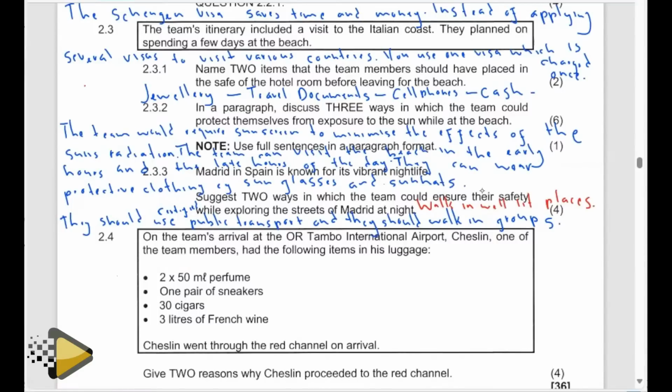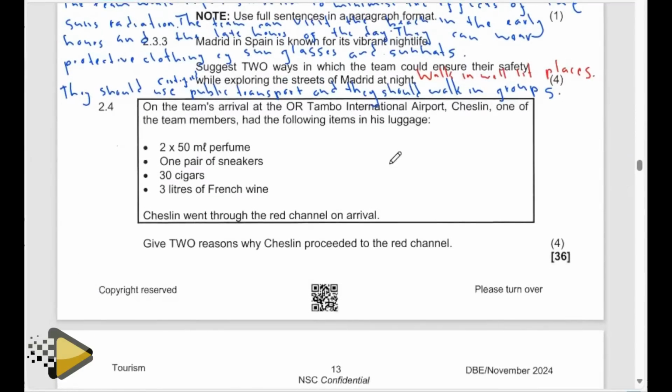The next question reads, on the team's arrival at OR Tambo International Airport, Cheslin, one of the team members, had the following items in his luggage. So Cheslin had 2 times 50 mils bottles of perfume. Then he also had 1 pair of sneakers. Then he also had 30 cigars. Then he had 3 liters of French wine. So Cheslin went through the red channel on arrival. Give 2 reasons why Cheslin proceeded to the red channel.